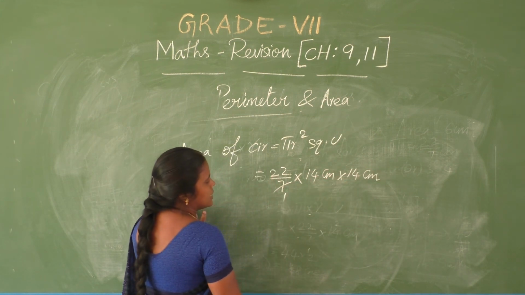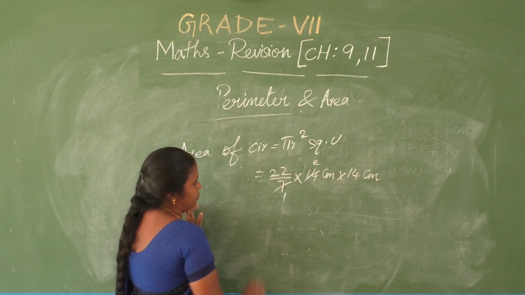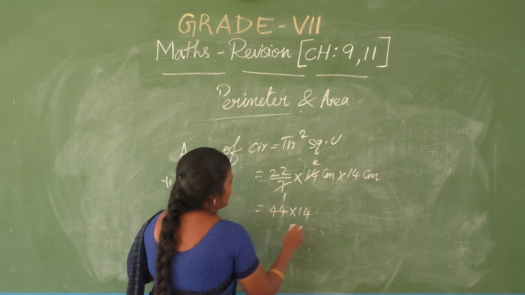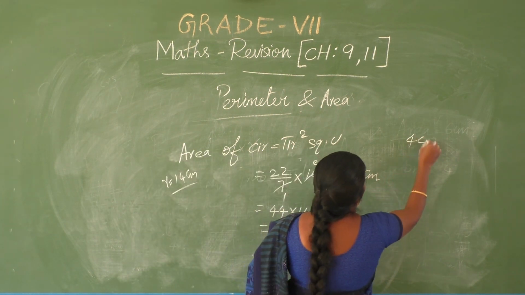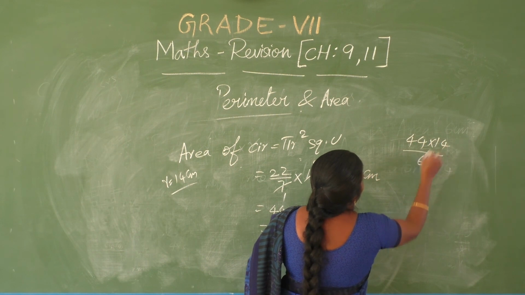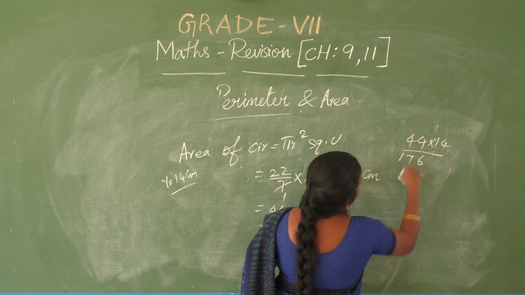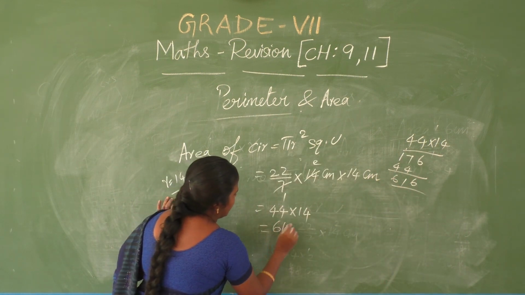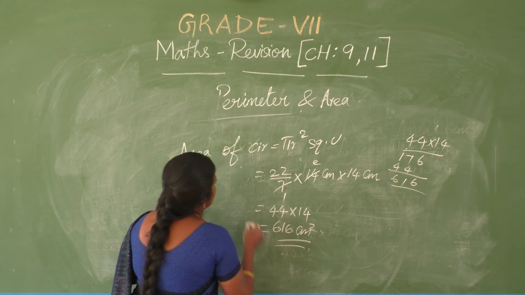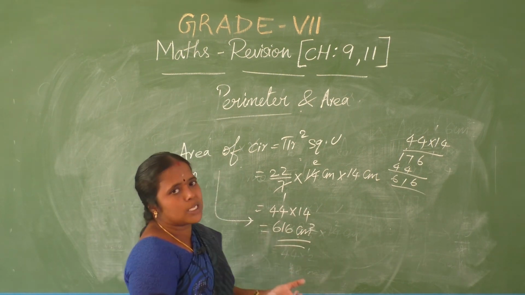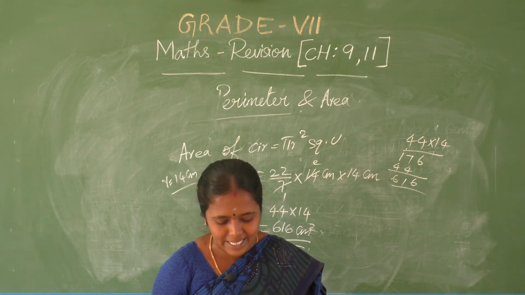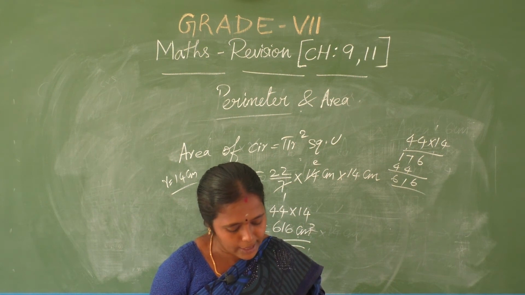Simplify: 1 7 is 7, 2 7s are 14. So 22 into 2, 44 into 14. If you multiply, 616 centimeter square. Just for each model I put one sum, that's all. I can't put all those sums whatever given in the exercise. Okay, just go through all the exercise sums.